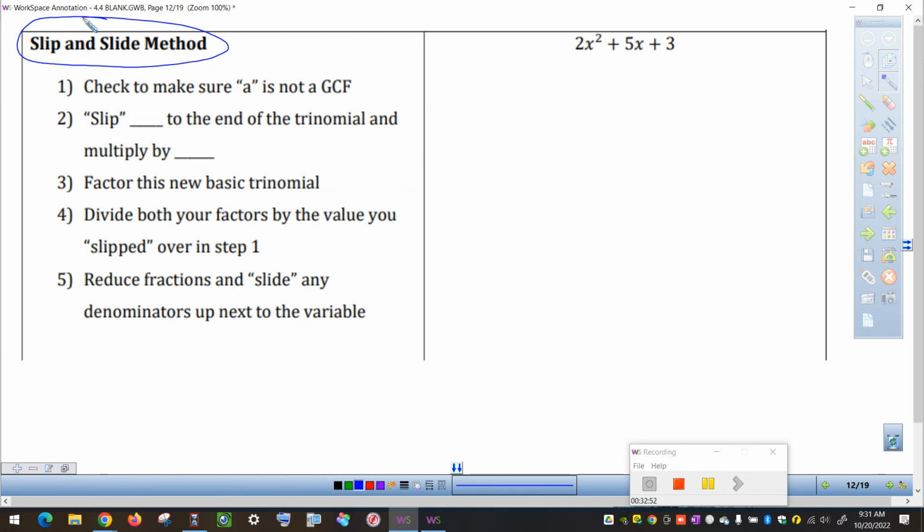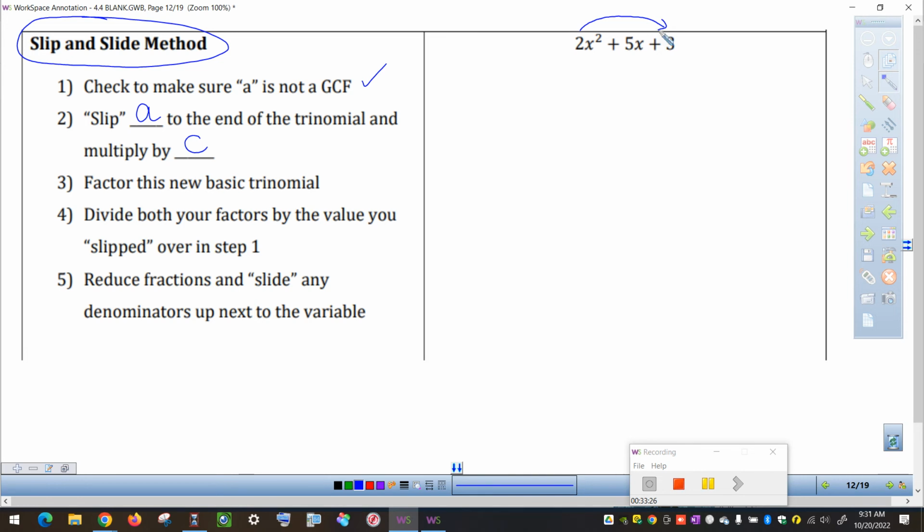I already know it's not from what I saw before, because if I try to divide everything by 2, I get stuck very quickly. Okay, so it's not a GCF. All right, so here's the first step of slip and slide. We are going to slip the A value to the end of the trinomial and multiply by C. And so what I'm going to do here is draw an arrow. A is 2, C is 3.